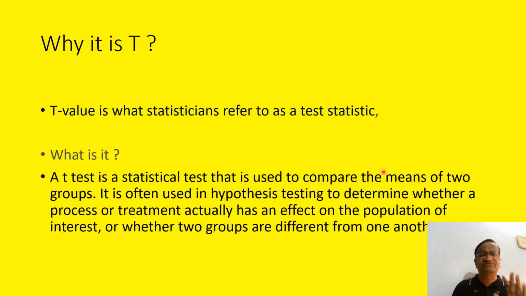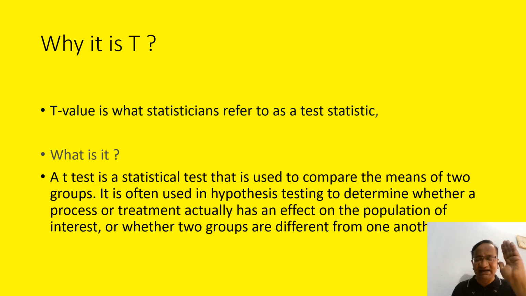Now, the t value is what statisticians refer to as a test statistic. That is why it is called T. Now we know why it is called Student and why it is called T, because it is a test statistic.